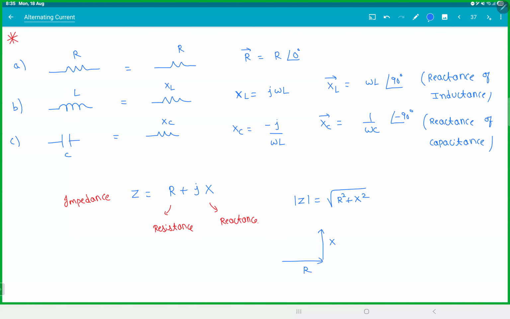This is X and this is your impedance Z and this is your phase angle phi. So tan phi will be X by R. Yeah, this is the thing. So you can write the phasor Z bar as mod Z, phase angle phi. Clear with this? This is what you had done last time.